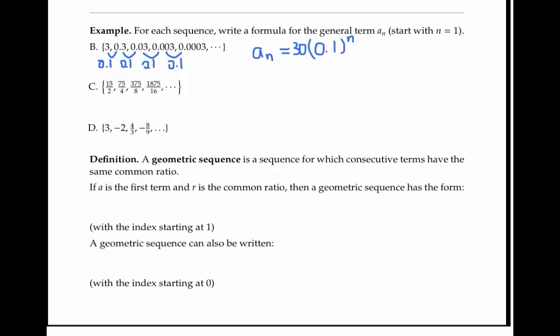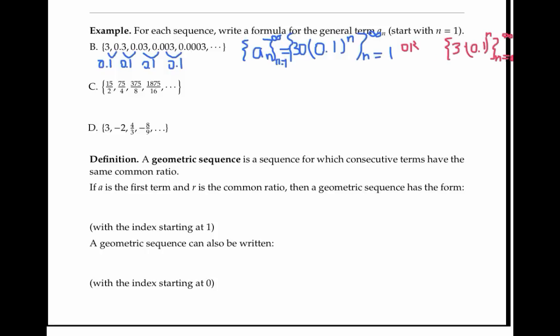As usual, we can check our answer by plugging in a few values of n, n equals 1, 2, 3, and making sure we get back the terms in our sequence. If we prefer to start with our index at 0, we can rewrite this as 3 times 1/10 to the nth power. Since a value of 0 for n in this formula gives us 3, just like a value of 1 for n in this formula gives us 3.